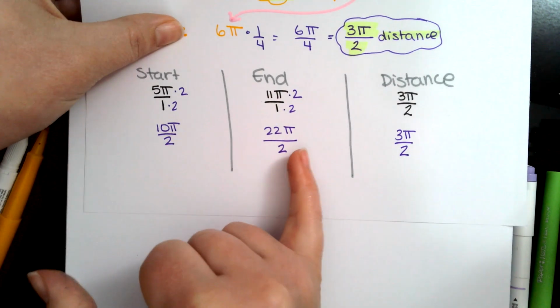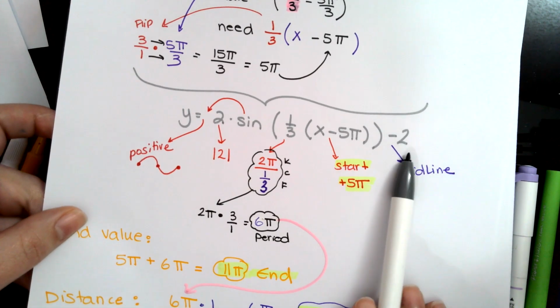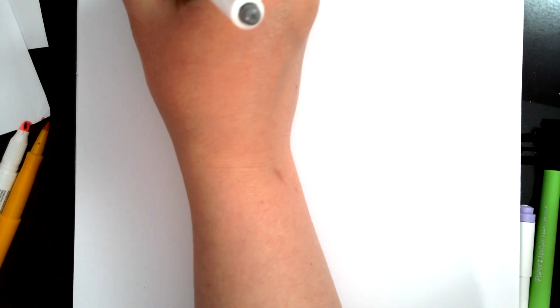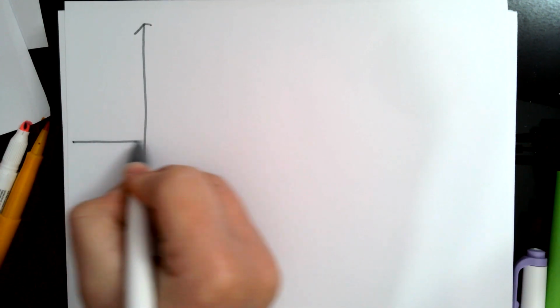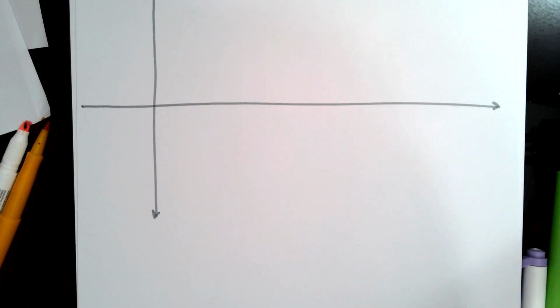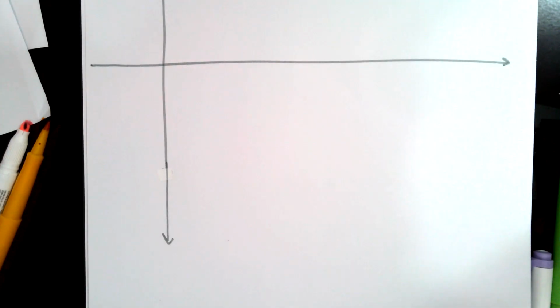Right? Looking at these values, I'm noticing that my start is a positive 10 and my end is a positive 22. So I don't need negatives on my x-axis, but I'm looking at my midline, it's a negative 2 and an amplitude of 2. So I do need some negatives on my y's. So I'm going to do my graph kind of all the way to the left because I don't need any negatives on the x. And I do need some negatives here, so I'll do it. We can even extend this out a little bit further here. Okay, so we're kind of working in this section.